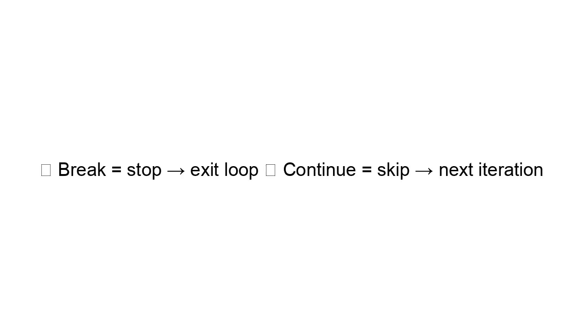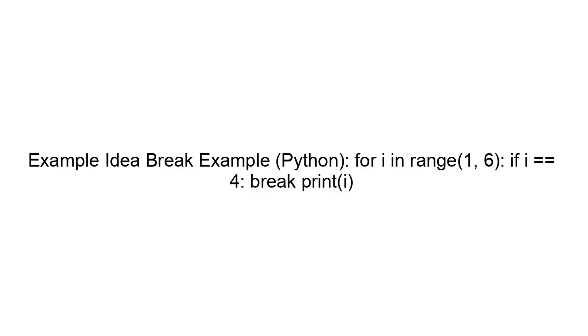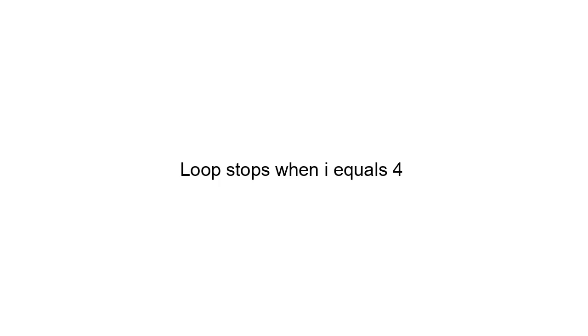Example idea. Break example. Python. For i in range(1, 6): if i == 4: break. Print i. Output: 1, 2, 3. The loop stops when i equals 4.